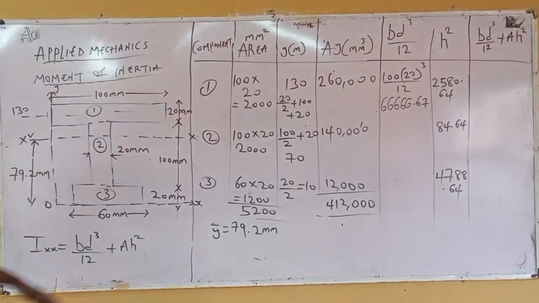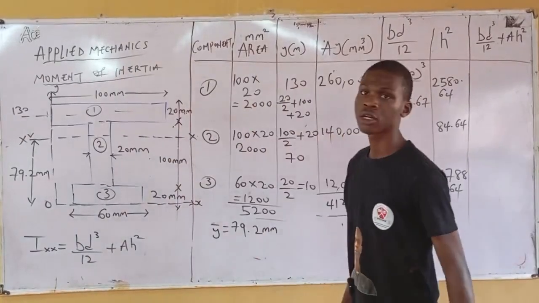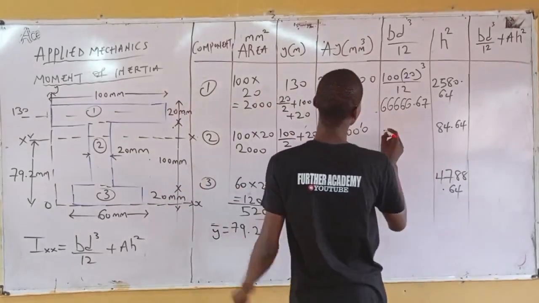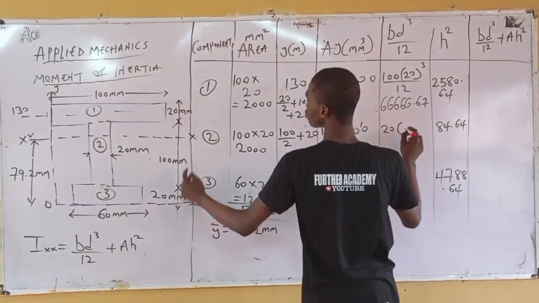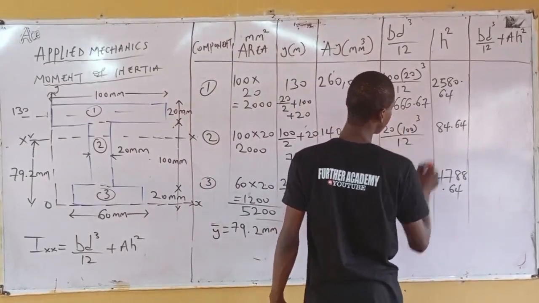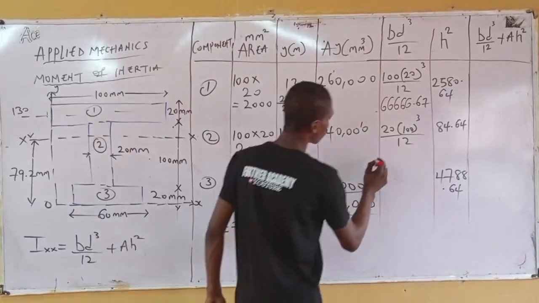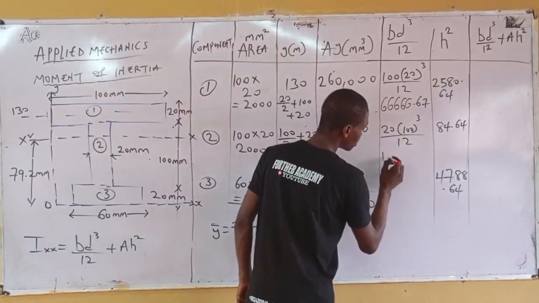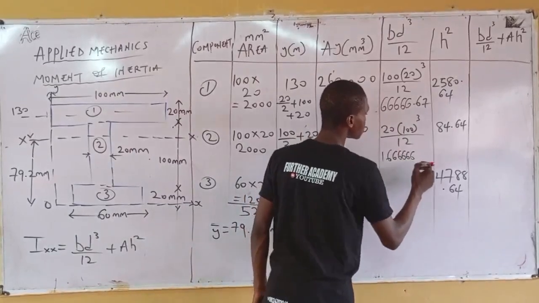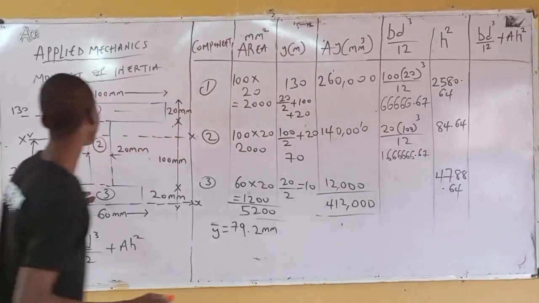Second component, BD cube over 12. What's your breadth? What's your depth? Your breadth is 20, your depth is 100. Meaning 20 all into bracket 100 cube over 12. What do you have? 1.66, 1, 2, 3, 4, 5, 6.67. Same idea for component 3.